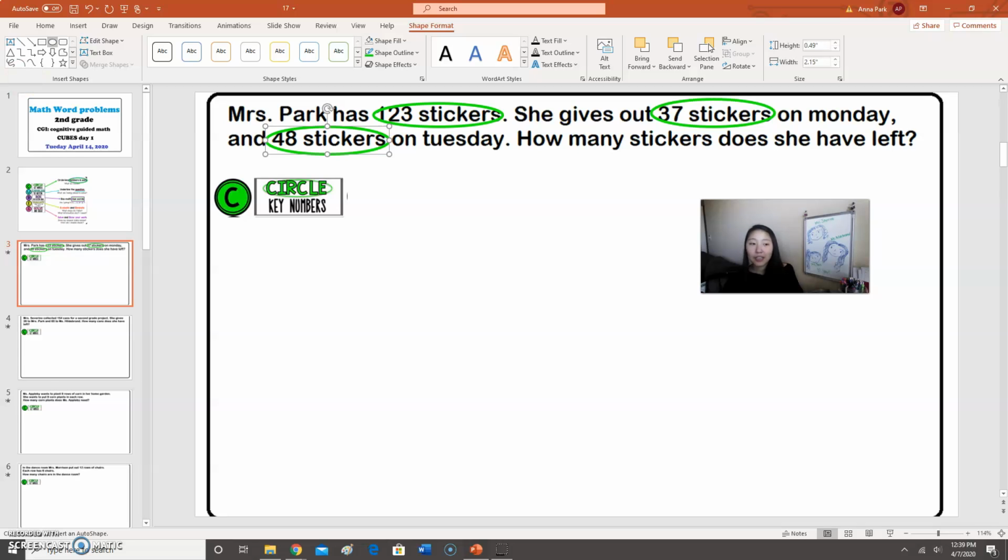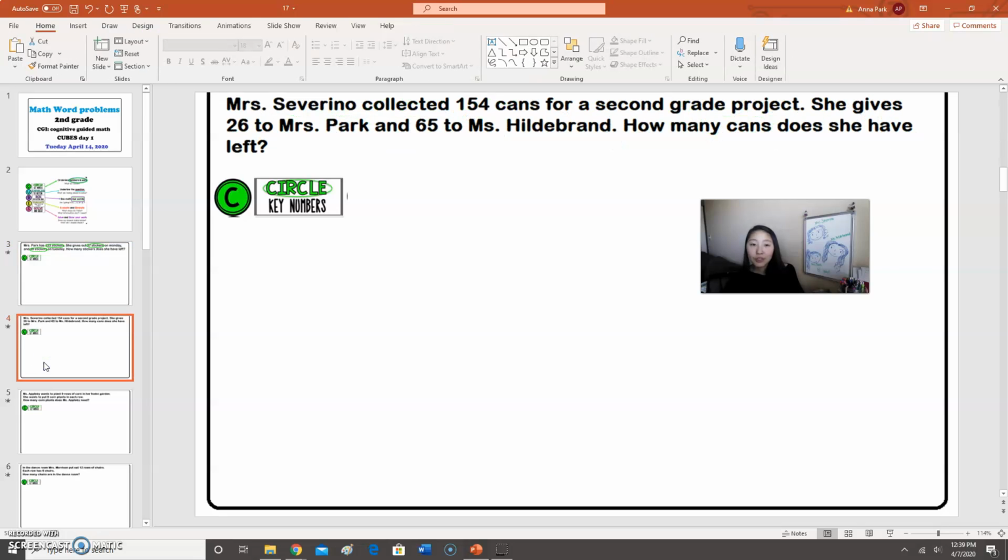We're going to hop into the next one, and I'm going to pause so you can find it before we go on. Miss Severino collected 154 cans for a second grade project. She gives 26 to Miss Park and 65 to Miss Hildebrand. How many cans does she have left? This is the part where I want you to pause right now and think about which ones you are going to circle, and which ones I'm going to circle with you.